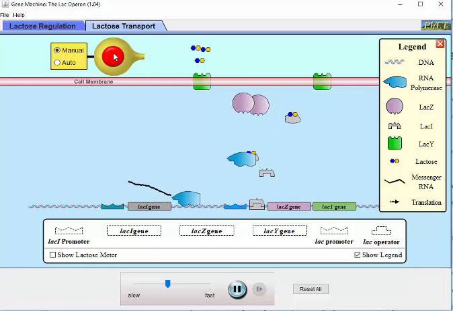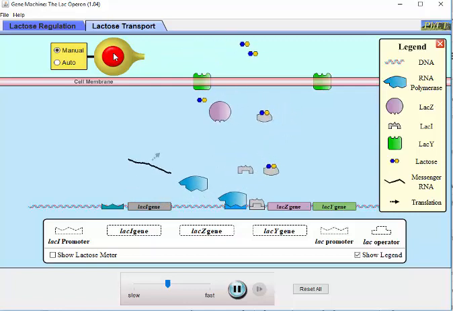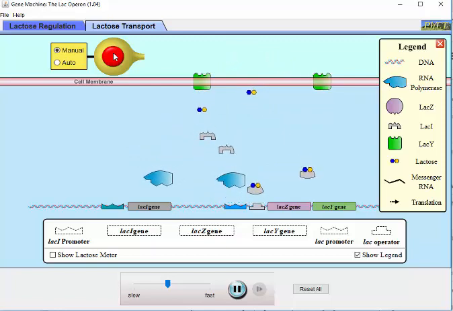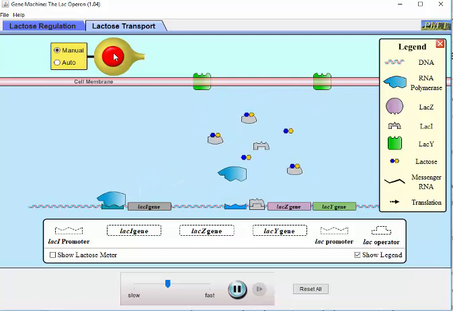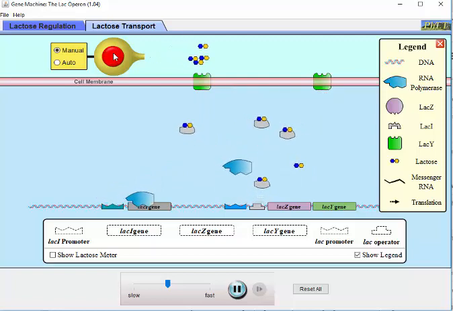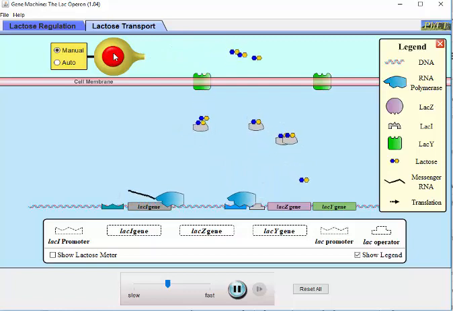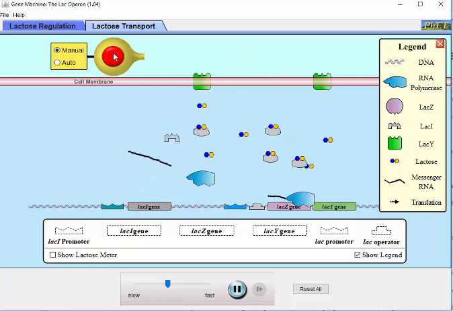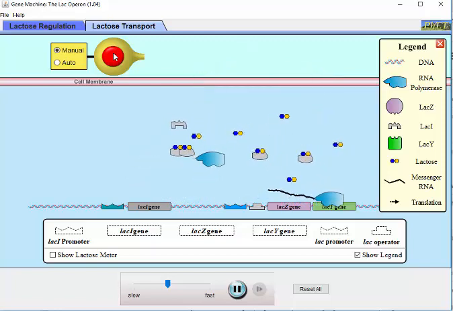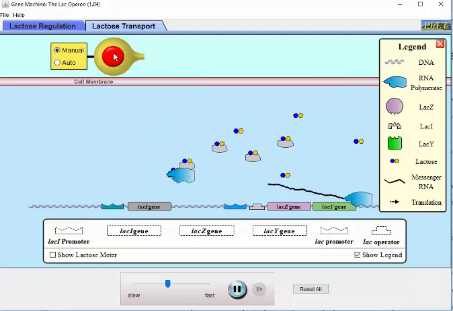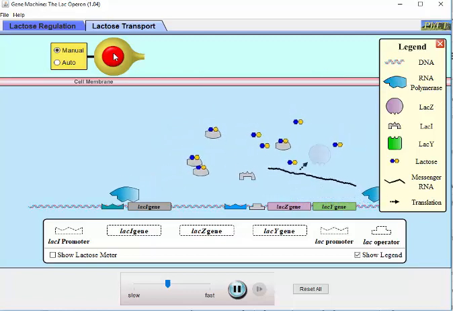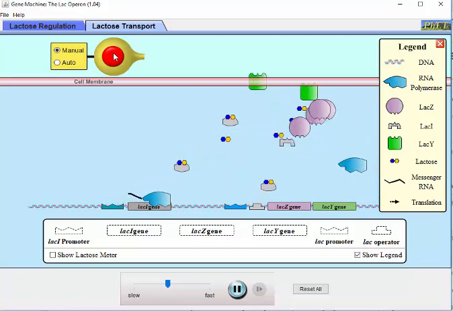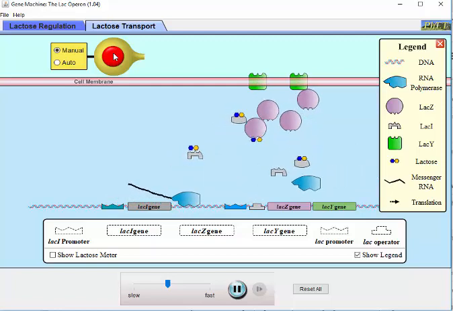Put a little bit more into the system. All right, so a big thing to focus on here is how is this system different from the lactose regulation one before. This one is a little bit more realistic. Move on from there. All right, let me know if you need some help.